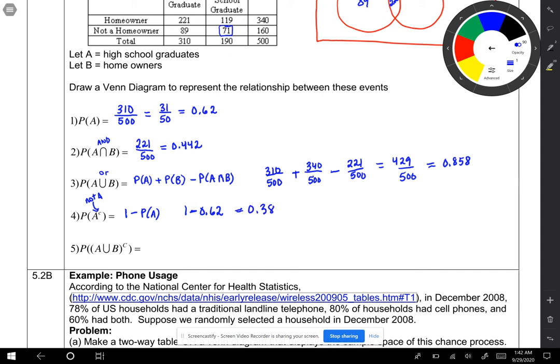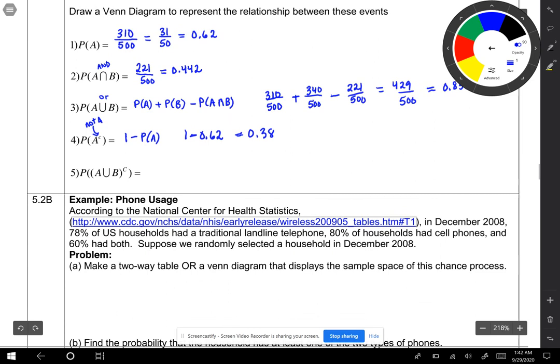And the last one, don't be scared by this, but this means what is the probability? So this is A or B, but then you have the C outside the parentheses, so not. So that means not A or B.